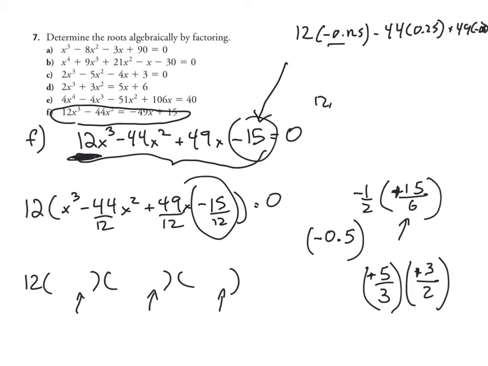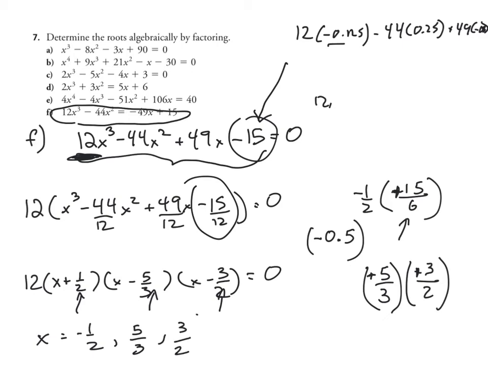So the final answer is going to be x plus 0.5, so 1/2, x minus 5/3, and x minus 3 halves. And so x is equal to negative 1/2, 5/3, or 3 halves. That was a bit of a cop-out.